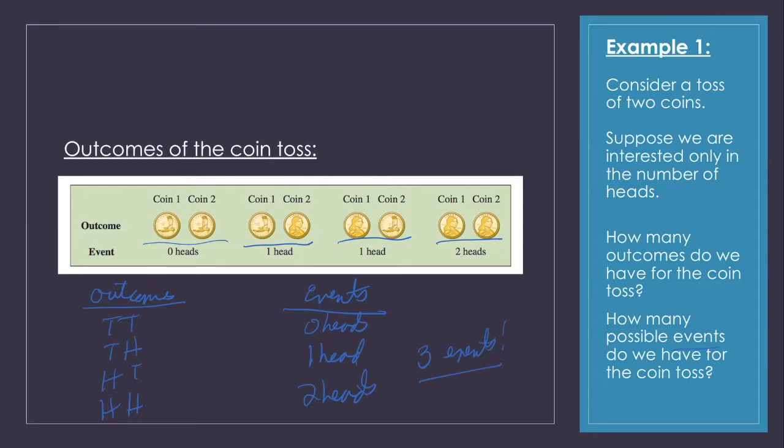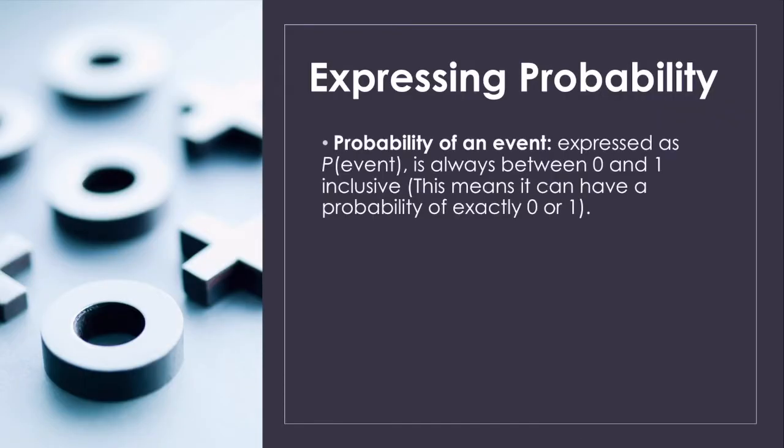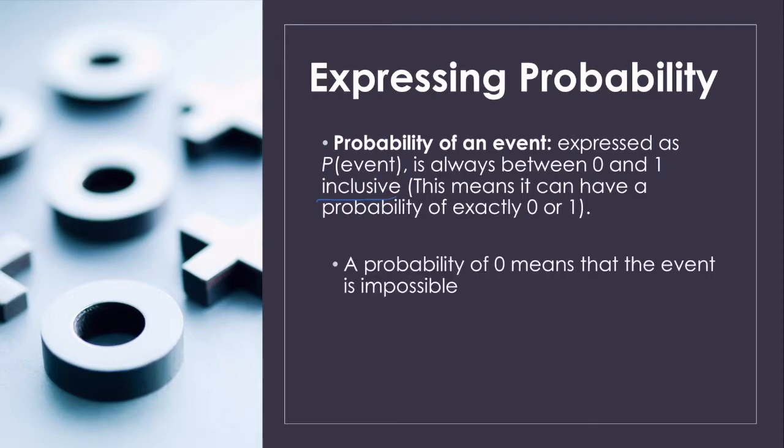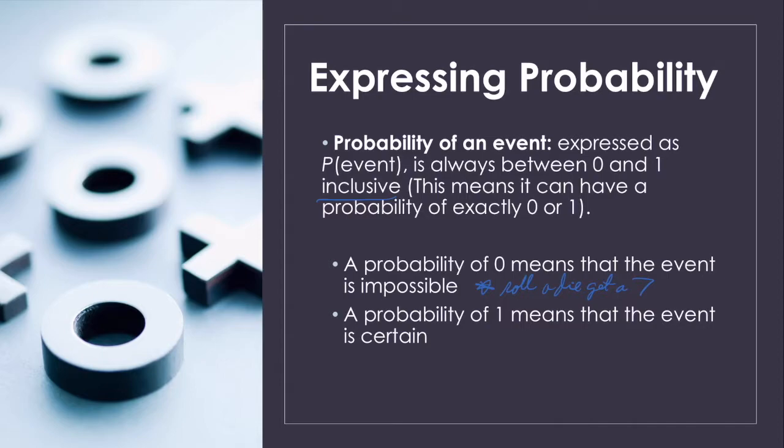When we express probability, that's always going to be between 0 and 1 inclusive. That means you can have a probability of exactly 0 or exactly 1. A probability of 0 means that the event is impossible. For example, the probability of flipping a coin and it landing on 6, or rolling a die and it landing on 7, because there isn't a 7 on a die, has a probability of 0. A probability of 1 means that the event is certain.